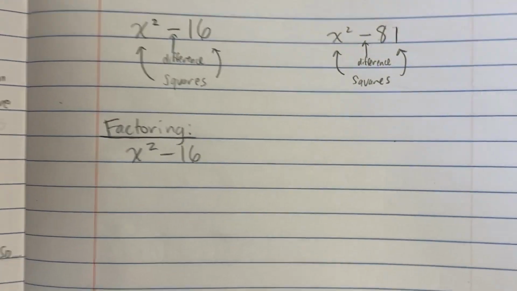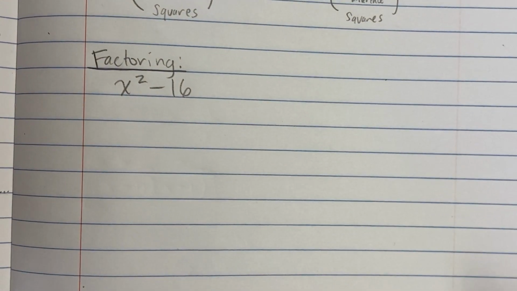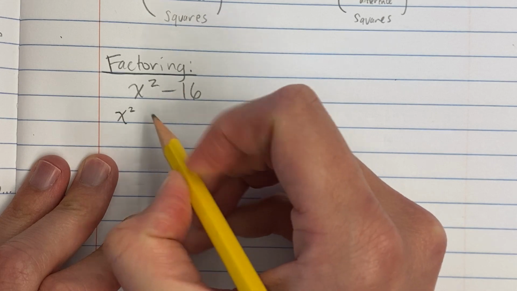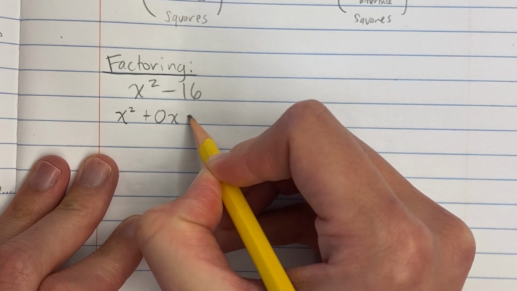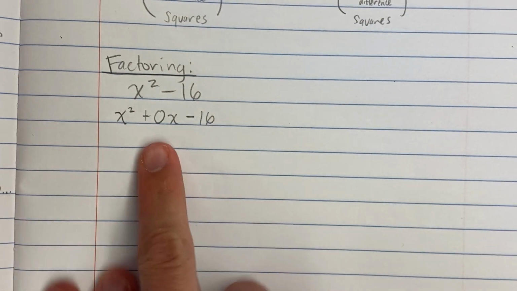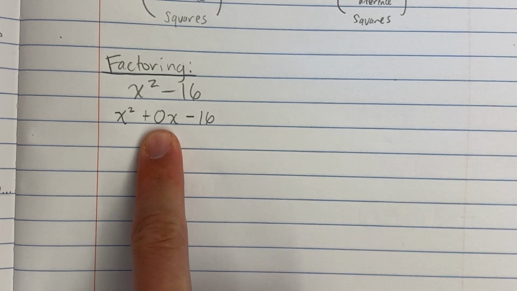Let me show you how I can make this 3 terms. Look, that second term, the term with the x, is not there. Watch what I'm going to do. See how there's no x written? That's because we can just imagine that it's an x being multiplied by 0.